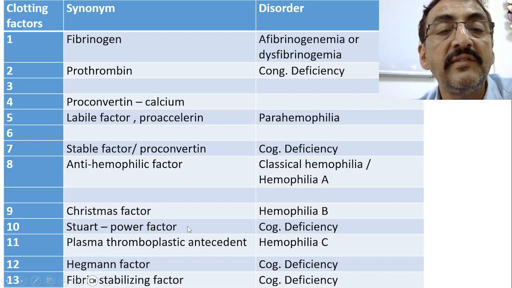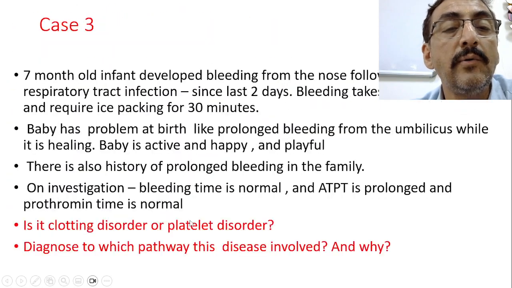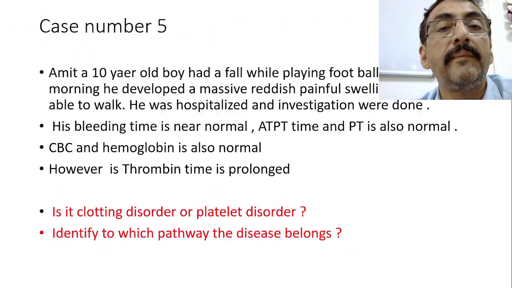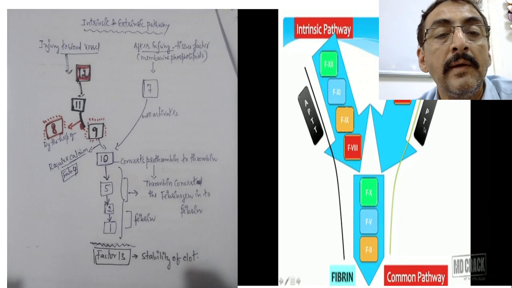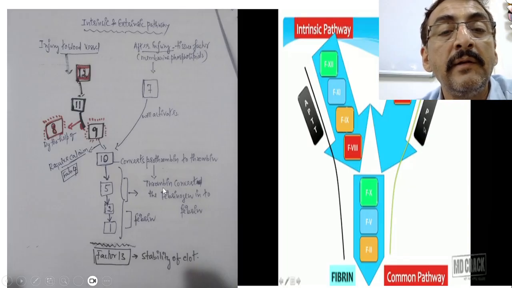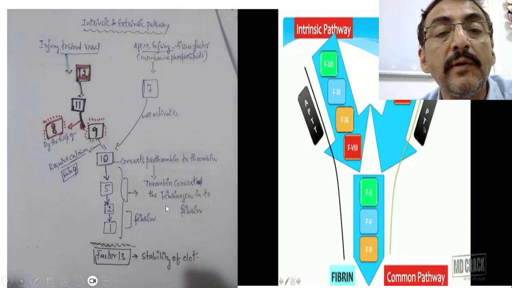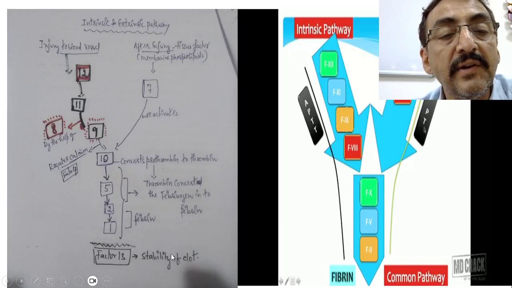Once this is formed, the process of coagulation starts. How? Factor number 10 converts the prothrombin into thrombin. Once the thrombin is formed, fibrinogen is converted into fibrin, and then the fibrin is stabilized by factor number 13.